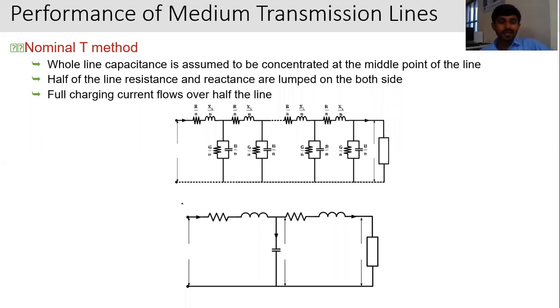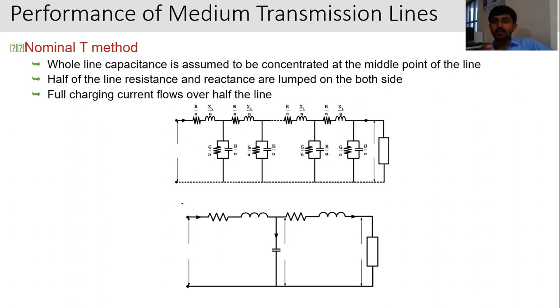Good morning, students. In the last lecture, we saw the performance of the medium transmission line using the nominal π and end condenser methods. Now we are going to see the nominal T method. In the nominal T method, all the line capacitance is assumed to be concentrated at the middle point of the line. Half of the line resistance and reactance are lumped on both sides.